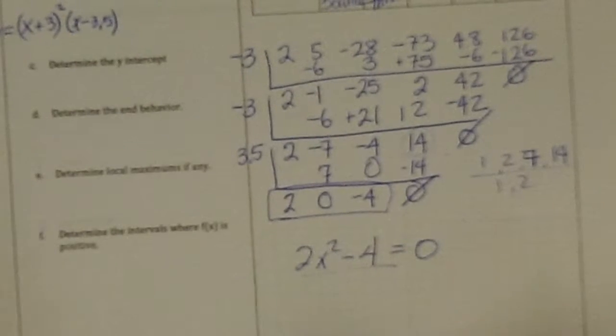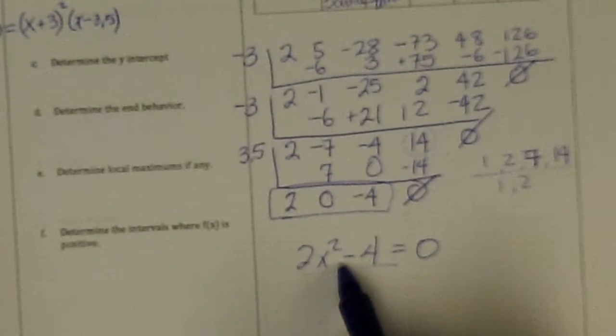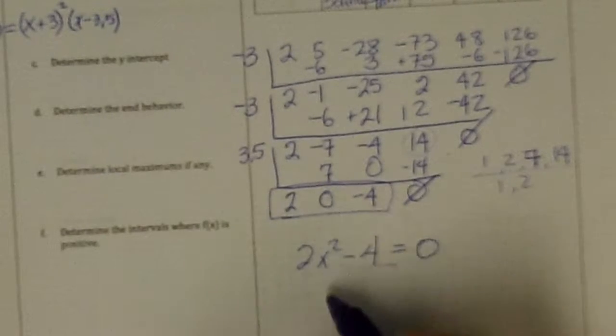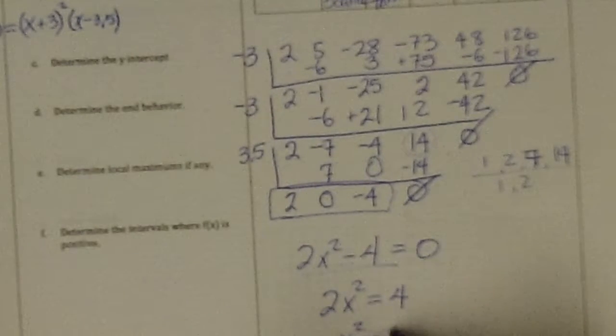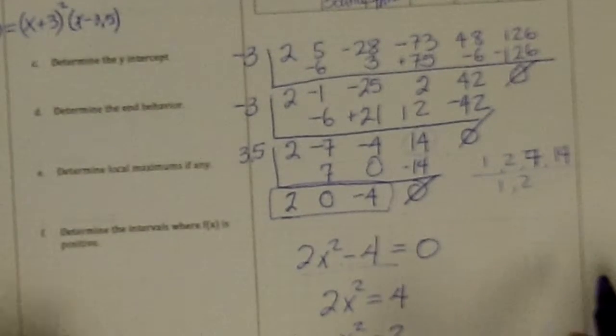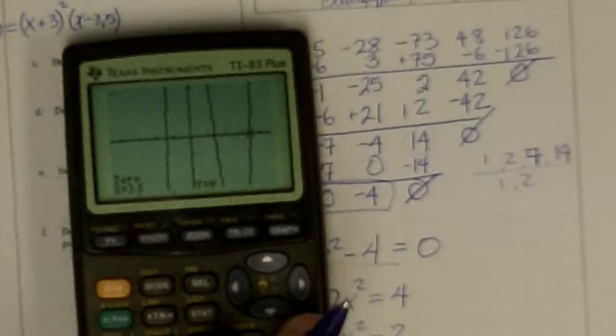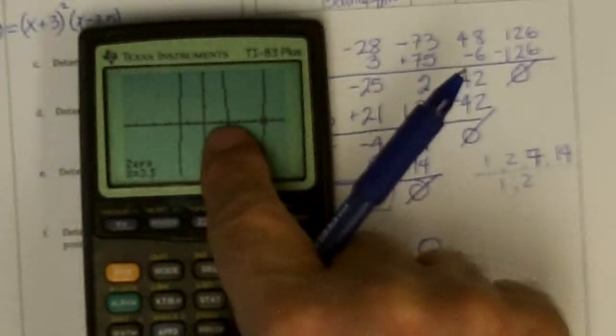And I can use the quadratic formula, but this one doesn't even have a middle term, so I can add 4 to both sides and get 2x squared equals 4. Divide by 2, x squared equals 2. Take the square root and I get x equal to plus or minus the square root of 2. Now let's go back to here and see if that is the square root of 2.